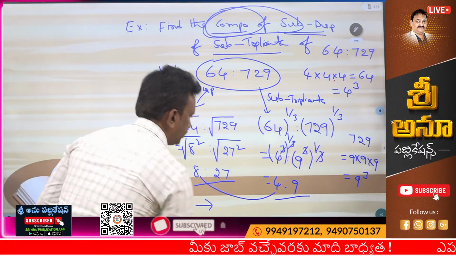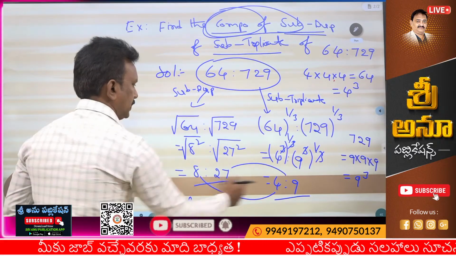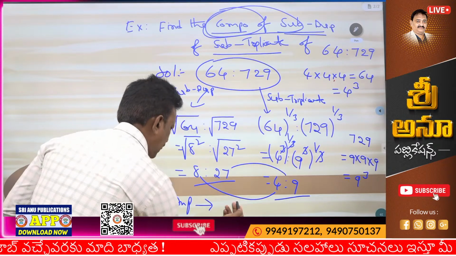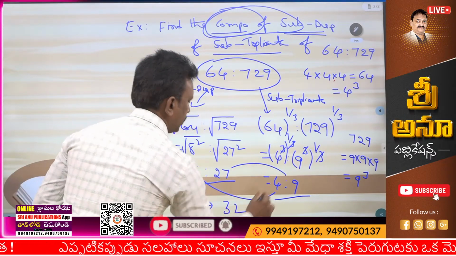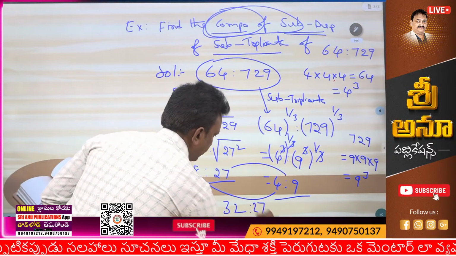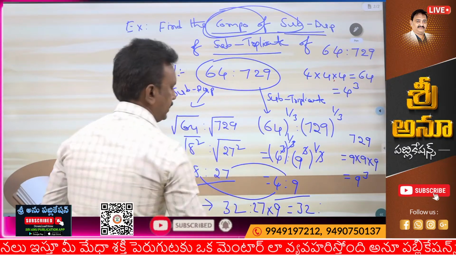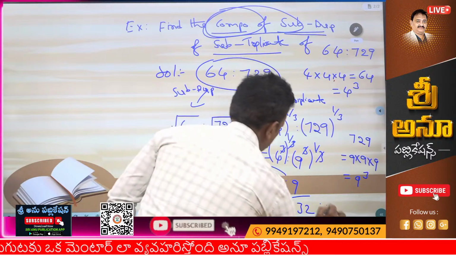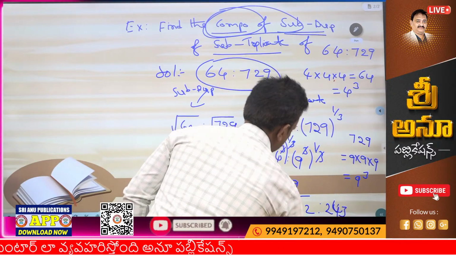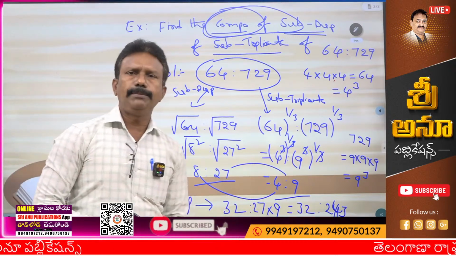Product of first two terms is to product of second terms. So 8 into 4 equals 32. 32 is to, so 27 into 9, write the multiplication, 243. Yes. So 32 is to 243 is the required answer.